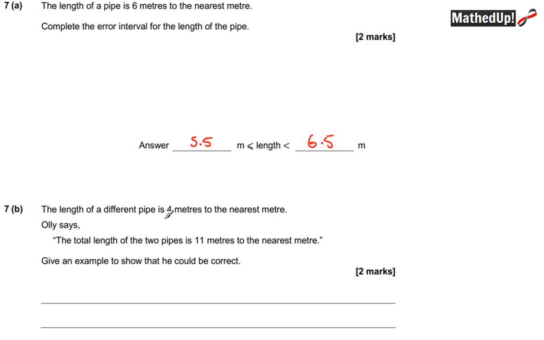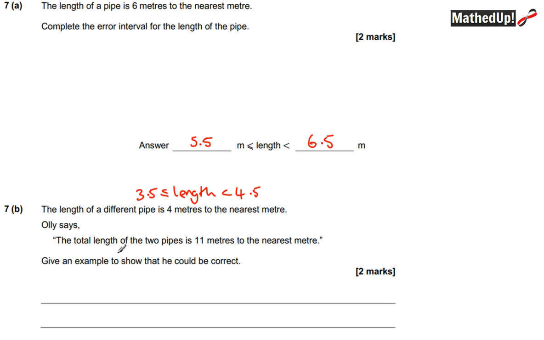Part B says the length of a pipe is 4 meters to the nearest meter. Ollie says the total length of the two pipes is 11 meters to the nearest meter. We need to give an example to show that he could be correct. So first of all, if it's 4 meters to the nearest meter, that means that our length, write it over here, has got to be greater than or equal to 3.5 meters, but less than 4.5 meters, because everything in this range would round to 4 meters.